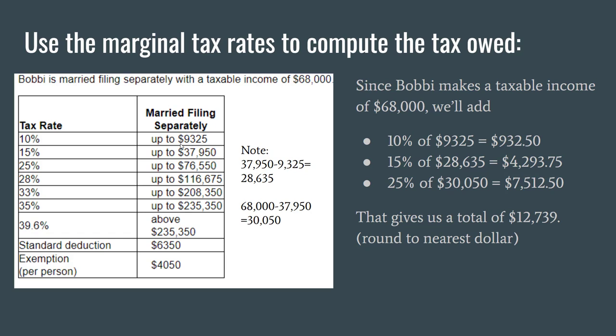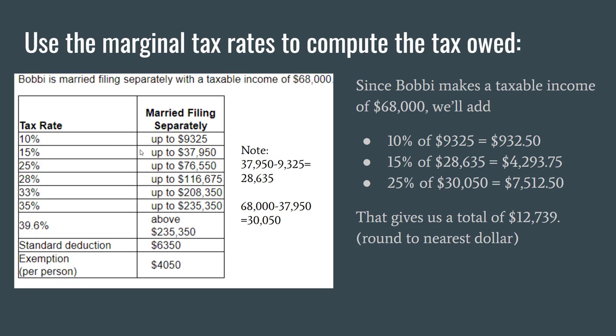Now, Bobby makes over $9,325 in taxable income. So the range between the high of the lowest tax bracket and the high of the second lowest is $28,635. Since Bobby isn't in either of those tiers only, Bobby's automatically going to pay 15% of everything included in that range. So the range, the difference, would be $28,635. I have taken 15% of that over on the right, so that's over $4,000.